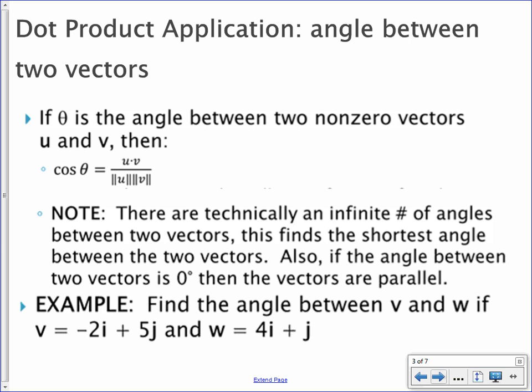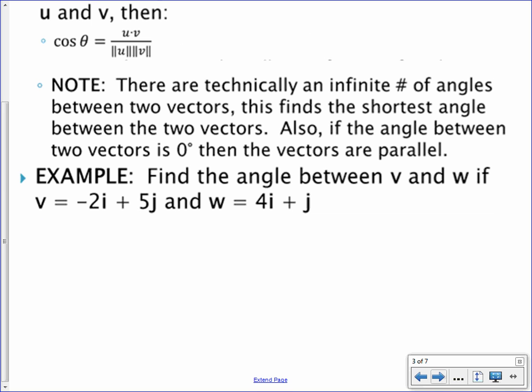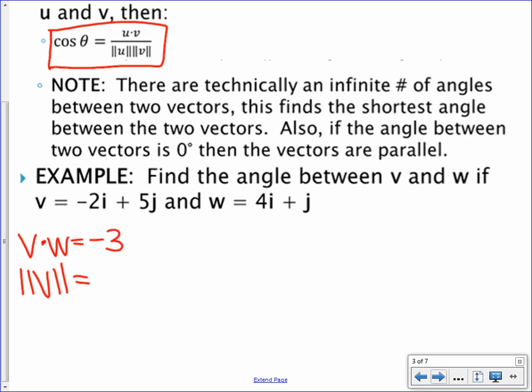So, the two vectors from our last example we're going to use to find the angle in between them. Now, if you look back up here to our formula, we need to know the dot product and the magnitude of each vector. We found the dot product already, right? The dot product between these two vectors was -3, correct? Now we need the magnitudes of each. So the magnitude of V, how do we find magnitude?